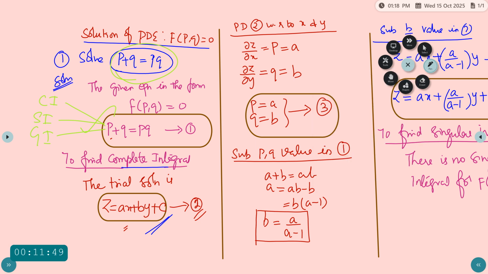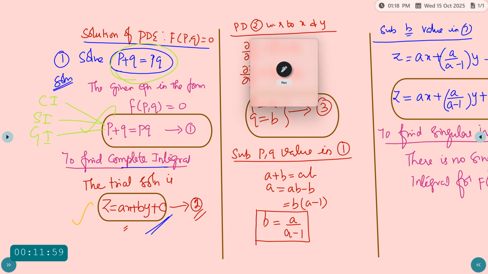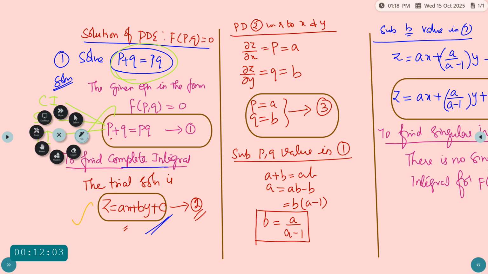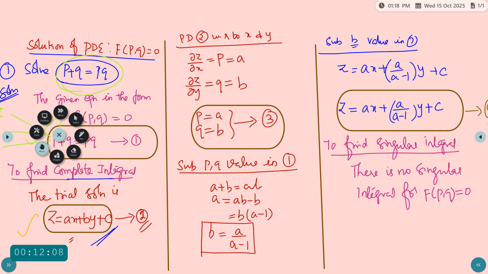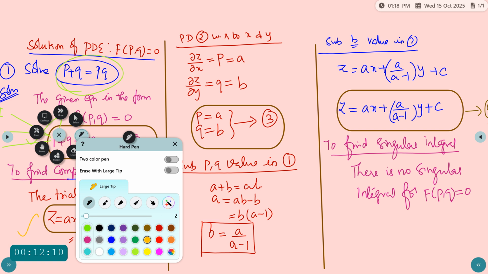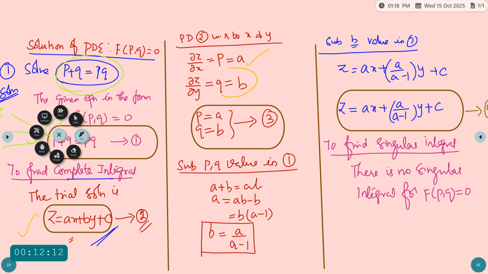How can we find the complete integral? By taking the trial solution z equal to ax plus by plus c. Now the trial solution is partially differentiated with respect to x and y. We get p equal to a and q equal to b.